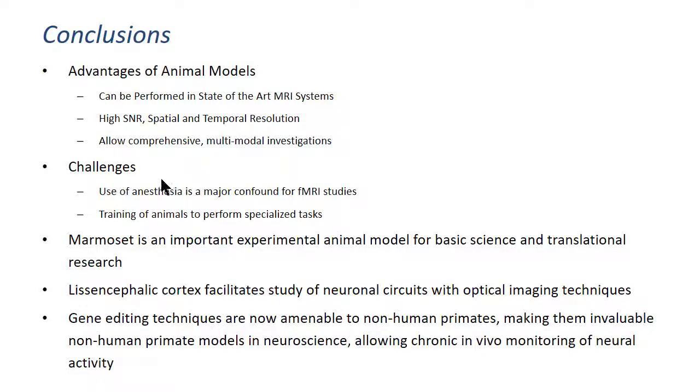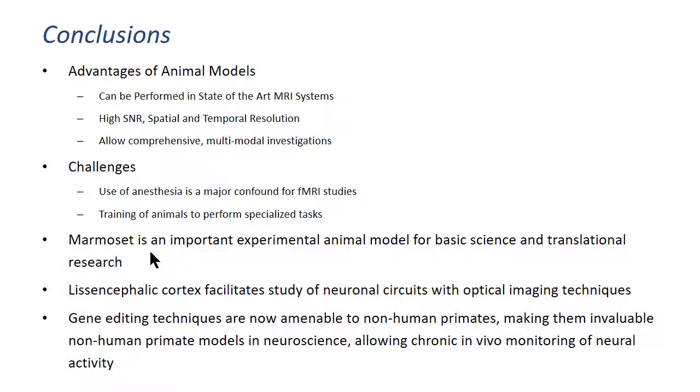There are lots of challenges, though. Anesthesia, in my opinion, is a major confound for all the fMRI studies done in animal models, and it would be really great if we found effective ways to not use it. And that would require, of course, training of the animals to perform specialized tasks, that brings in the complexity of training the animal, but also the complexity of making sure that you don't have motion associated with these tasks as well.